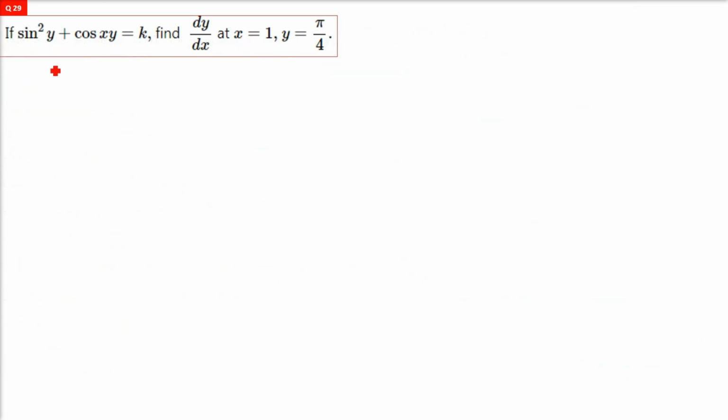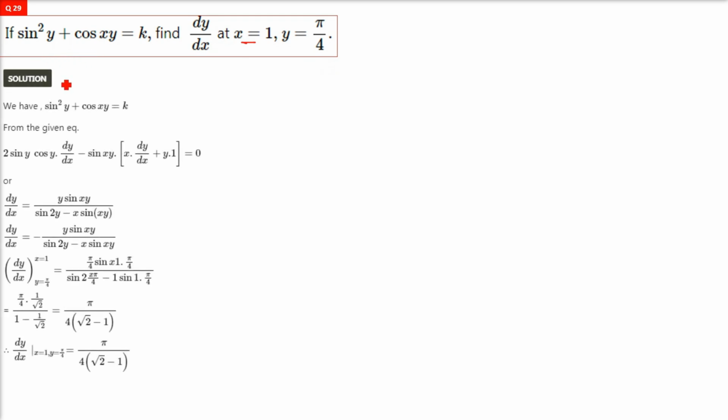Now we have: if sin squared y plus cos xy is equal to k, find dy by dx at x equal to 1 and y equal to pi by 4. We will do the differentiation and we'll put y as pi by 4 and x equals 1. There is one more question coming, so just watch this question very carefully because I'm going to leave that for you.